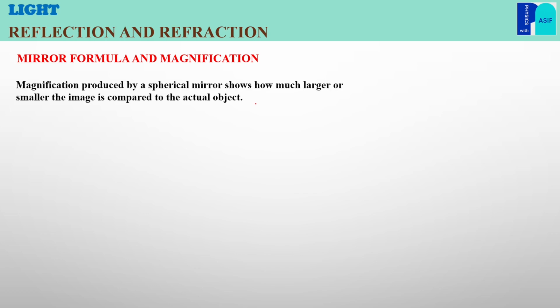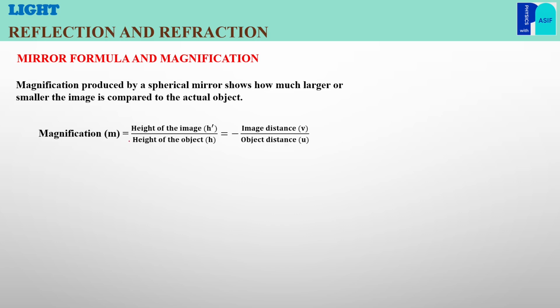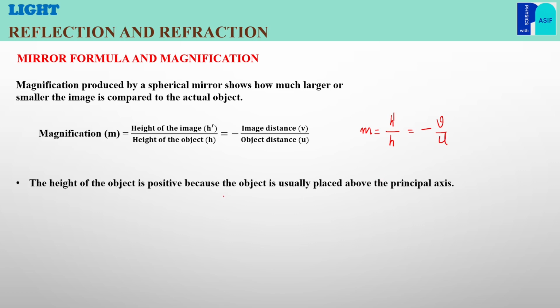Next one is the magnification. The magnification produced by a spherical mirror shows how much larger or smaller the image is compared to the actual object, and it is given by the magnification m = height of the image divided by height of the object, and it can also be obtained in terms of the object distance and the image distance. That is, m = h'/h, and it is also obtained in terms of u and v, that is, m = -v/u. Here the height of the object is positive because the object is usually placed above the principal axis. We measure above the principal axis in the vertical upward direction.